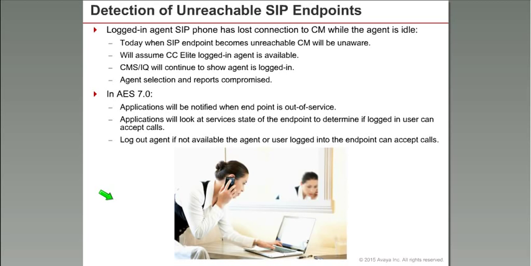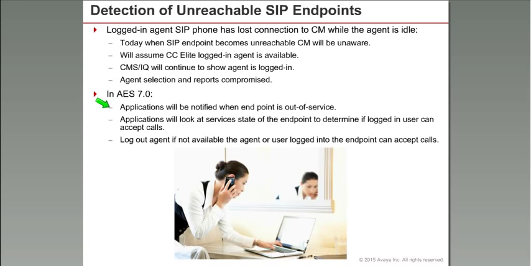So we can now detect unreachable SIP endpoints. This is showing the problem that we had up until now. Basically, when SIP endpoints became unreachable, CM was unaware of them. It would assume that the agent is still logged in. CMS and IQ will continue to show the agent is logged in, and the agent selection and reports are compromised. So that's not desirable. We've fixed that in AES 7.